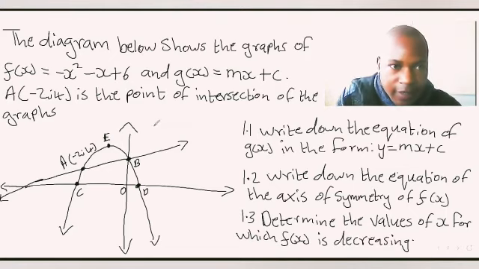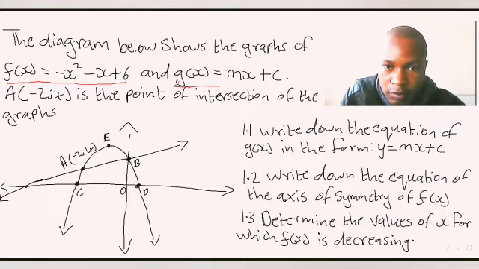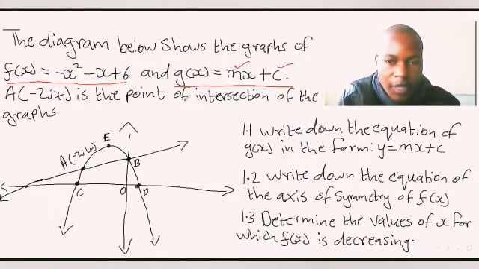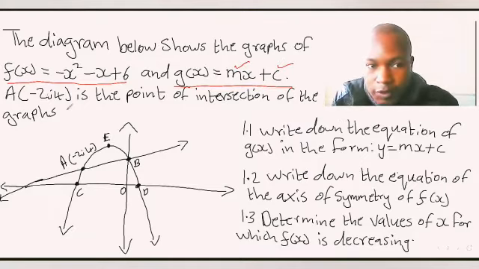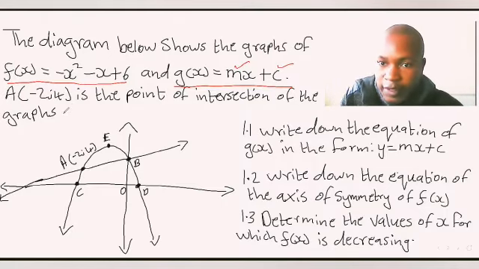So now the introduction of the question reads, the diagram below, so that's the diagram over there, shows the graphs of f of x, which happens to be quadratic, and g of x, which happens to be linear and also unknown. So we don't know the gradient, nor do we know the y-intercept. So now point A, (-2; 4), is the point of intersection of the two graphs. So that would be that point over there, point A.